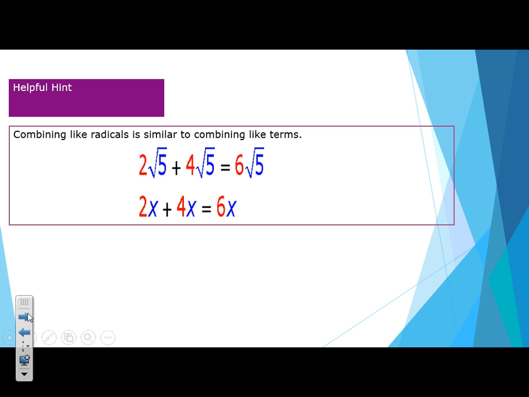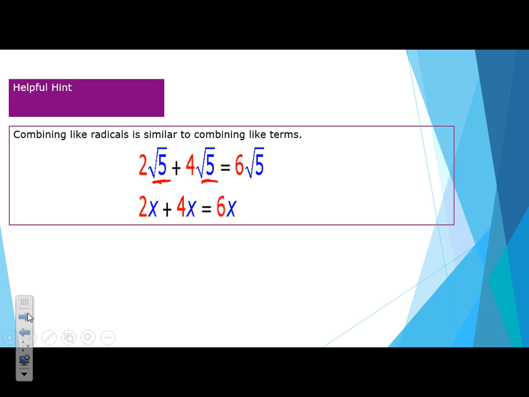Now, here's a little helpful hint. You can write this one down if you wish. You don't have to. But combining like radicals is similar to combining like terms. So if you want to think about it as combining x values, as long as they're the same. Okay, so as long as these have the square root of 5, we can combine them together.